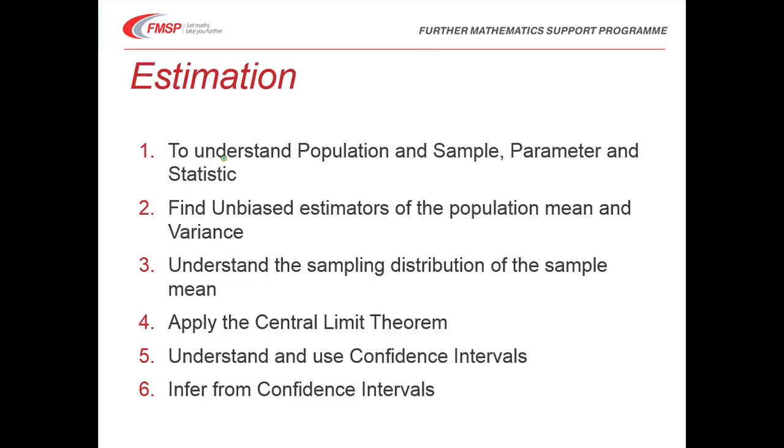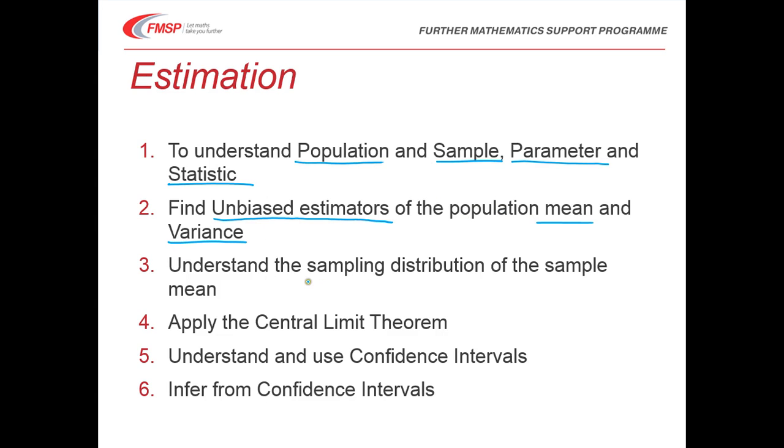So firstly we need to understand the words population and parameter. They link together, sample and statistic. Because you need to make sure you know what you're dealing with to be able to find the correct unbiased estimators. So again, based on that, we need to find unbiased estimators of population mean and population variance.